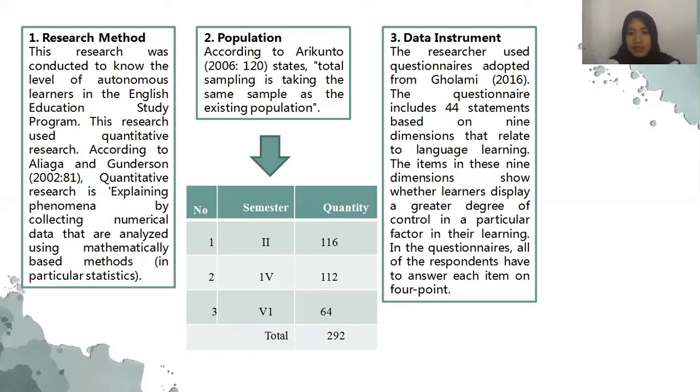Data instrument. The researcher used a questionnaire adopted from Golami 2016. The questionnaire includes 44 statements based on 9 dimensions that relate to language learning. The 9 dimensions in this study are readiness for self-direction, independent work, language learning importance of class or teachers, role of teachers, explanation or supervision, language learning activities outside of the class, selecting content, intrinsic motivation, assessment or motivation, and the last, interest in other cultures.